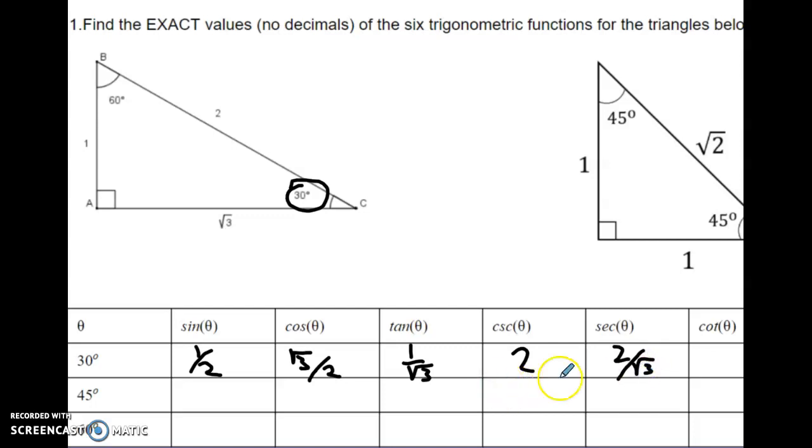Now, let's finish with the cotangent. Cotangent is the inverse of the tangent, so that would be just the square root of 3 over 1, or just the square root of 3.